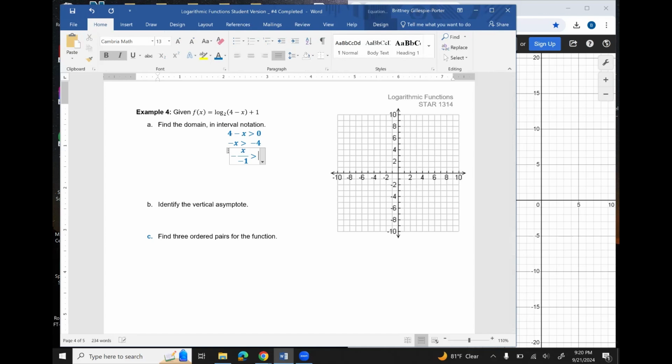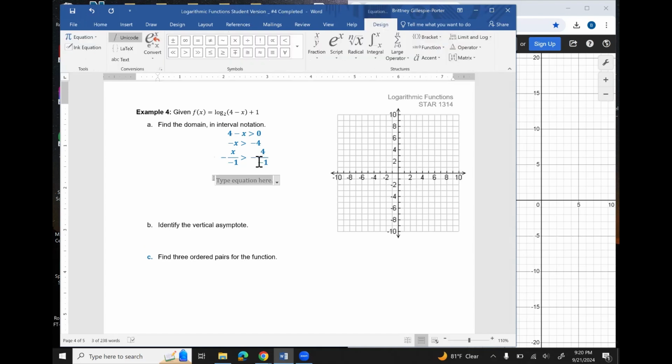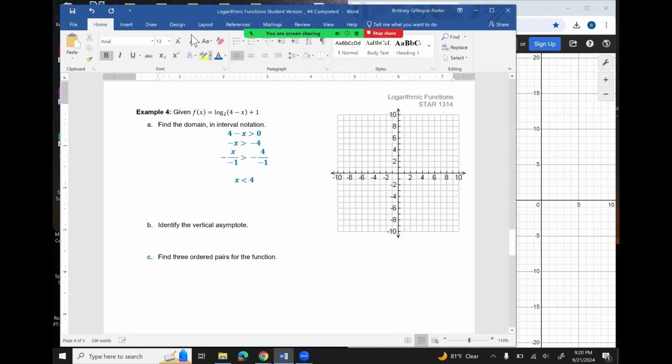But remember, whenever you multiply or divide by a negative, our sign switches. So we're going to have x is less than positive 4. Again, notice that our sign switched. x less than 4.